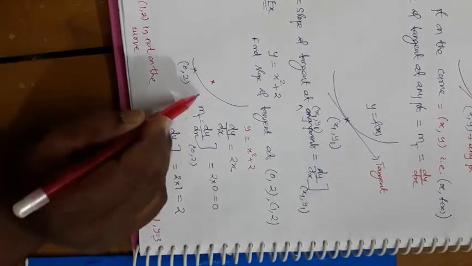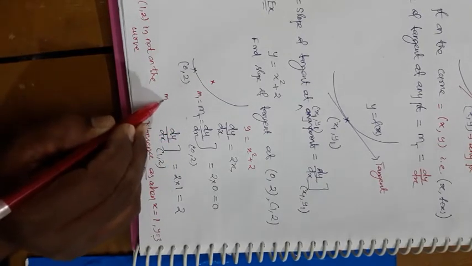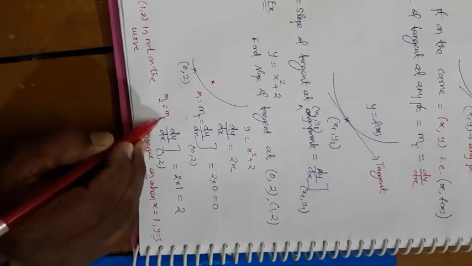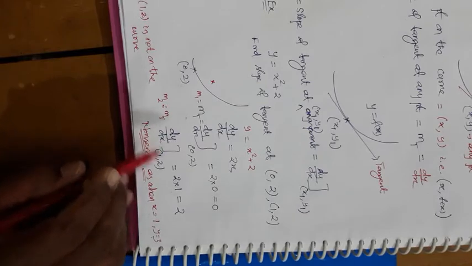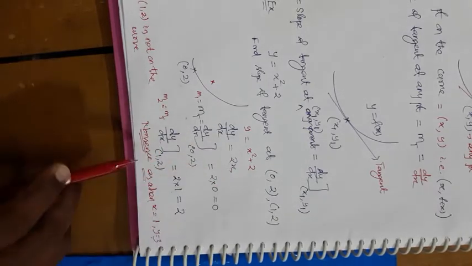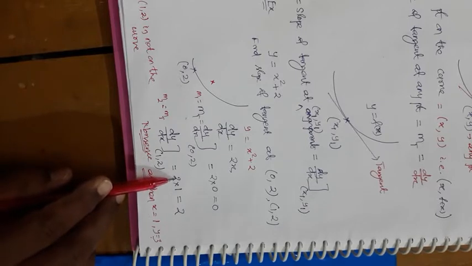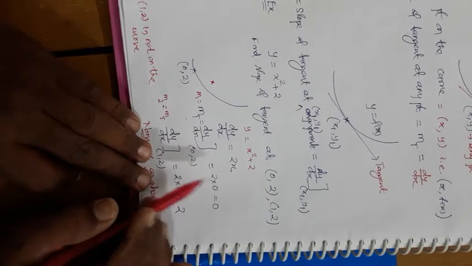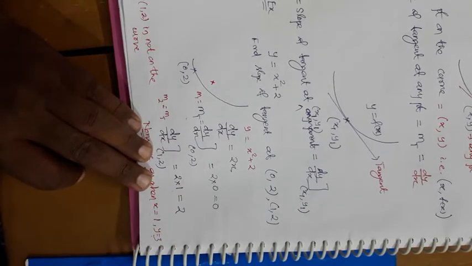This is the first slope. What is m2? It is another slope, the slope of the tangent at the point 1, 2. You have to find dy by dx, which is already 2x, and put in 1. Then 2 into 1 is 2, so the result is 2.